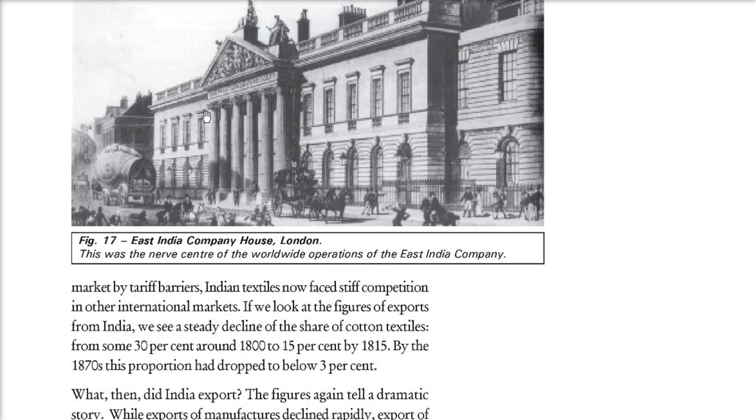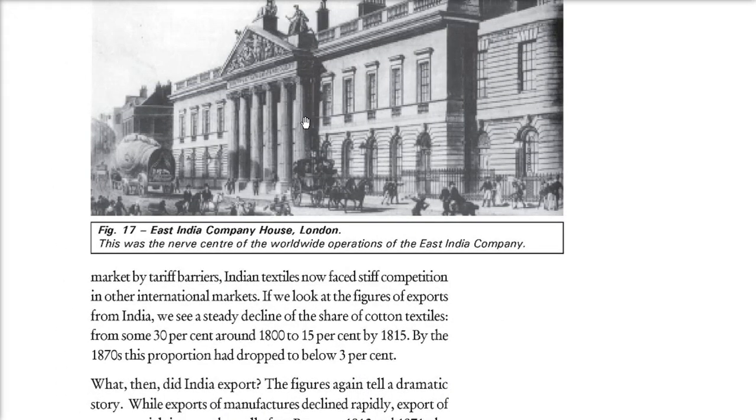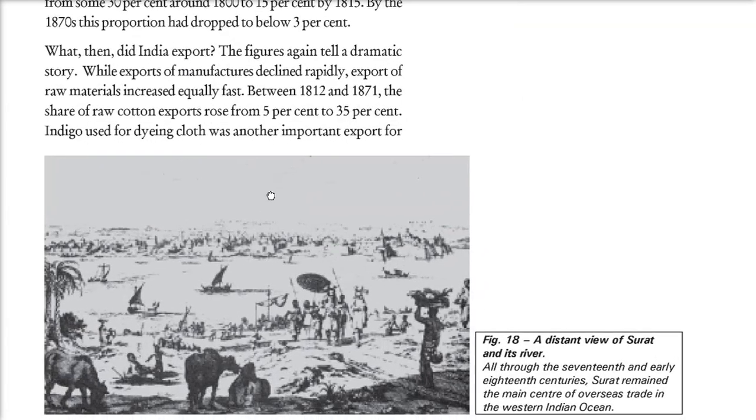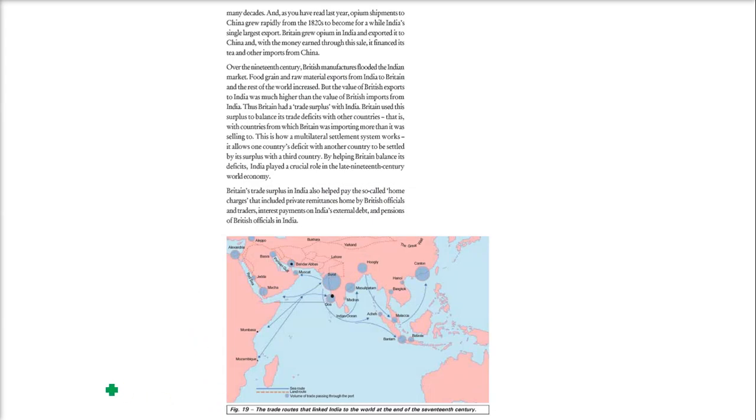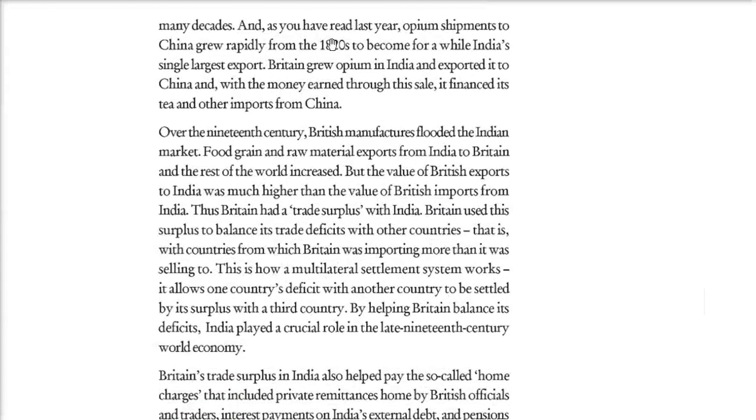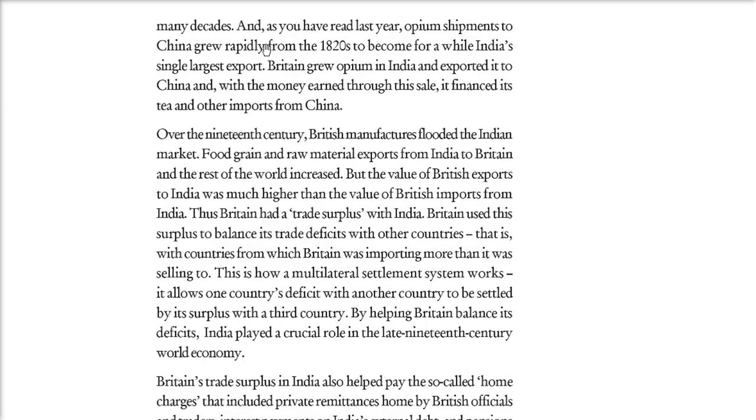Here are some pictures of East India Company House. This came first to India as traders, and then you know what happened. This is a distant view of Surat. You can say it was a very busy port at that time. As I was telling you, indigo had a major part in the export. We also talked about the triangular trade: the British take opium from India, send it to China, and from China they get tea. So this was also happening.